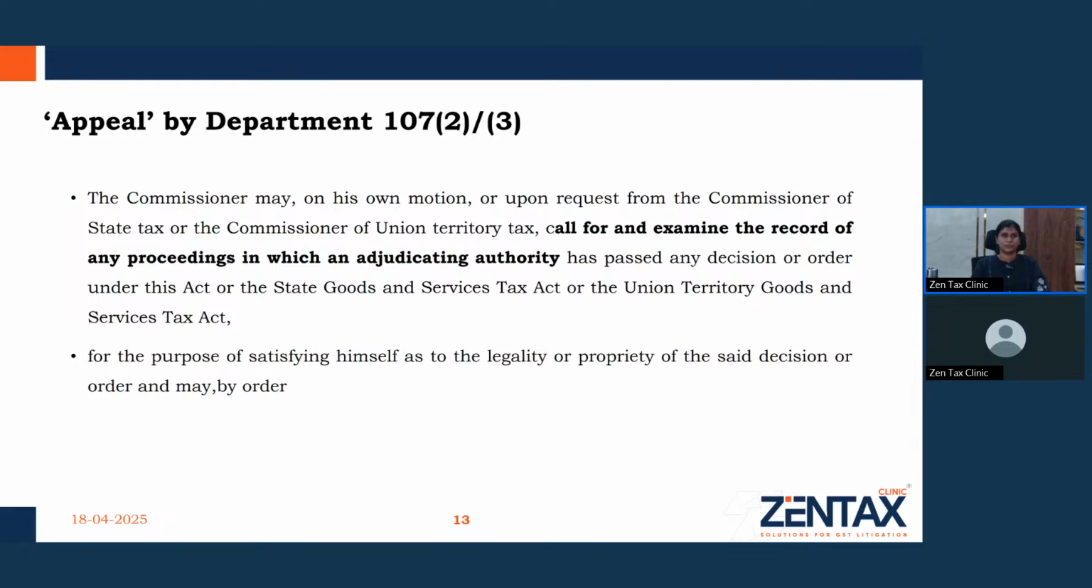Moving on, we will see what is the appeal filed by the department. These provisions are given in subsection 2 and 3 of section 107. The Commissioner may, on his own motion or upon request from Commissioner of other state tax or union territory, call for and examine the records of any proceedings in which an adjudicating authority has passed any order under this Act or SGST Act or UT GST Act, for the purpose of satisfying himself as to the legality or propriety of the said decision or order.